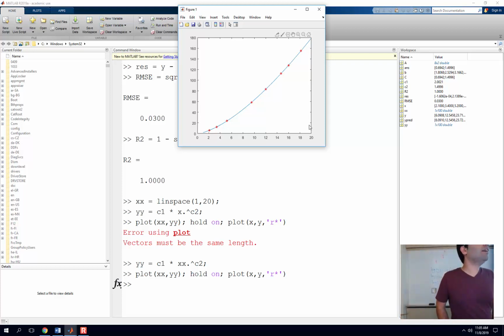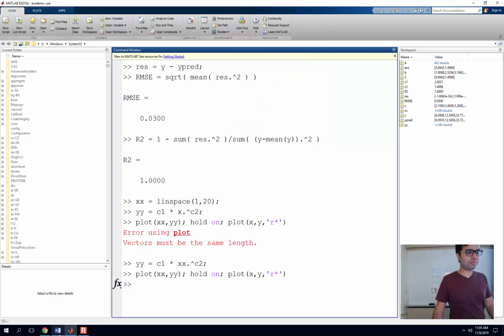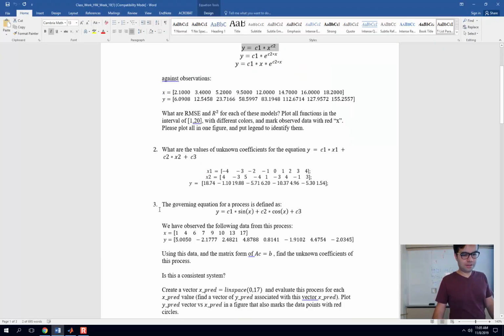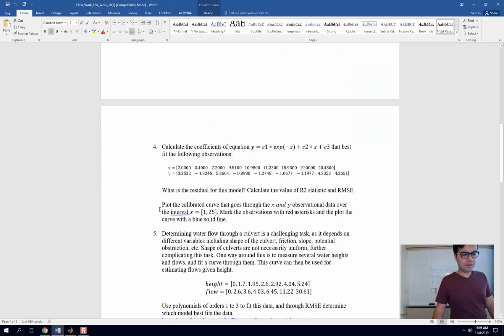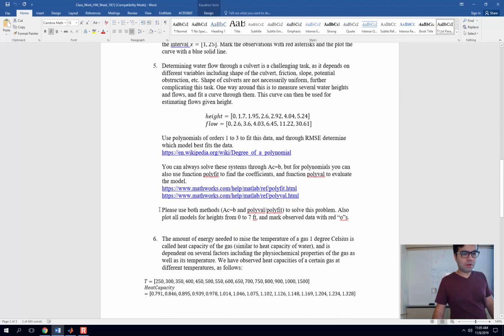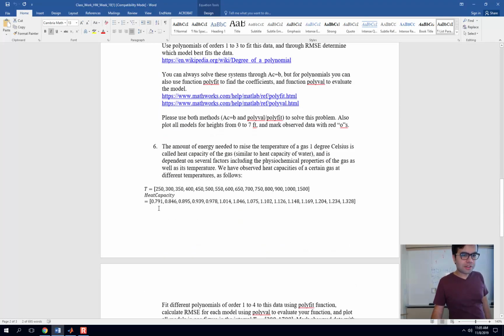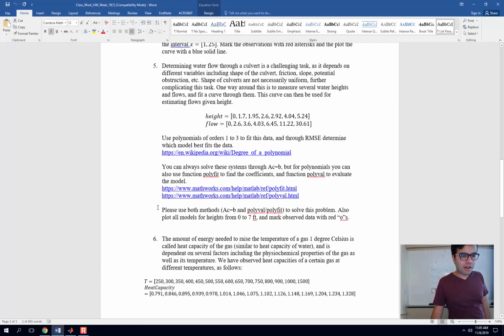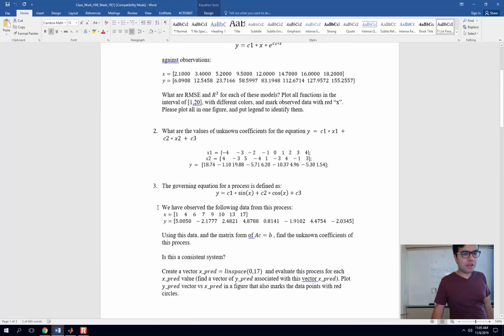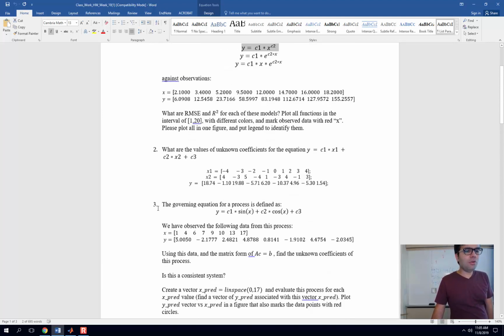Is it clear? I leave the rest of question 1 to you guys. Practice at home. I want to make sure that we do polyfit and polyval as well. We will. Okay. Then question 2.